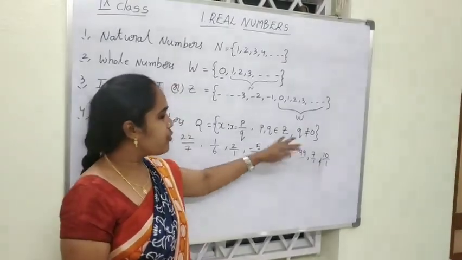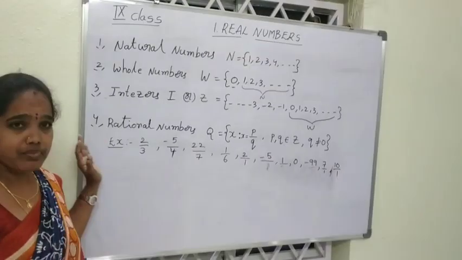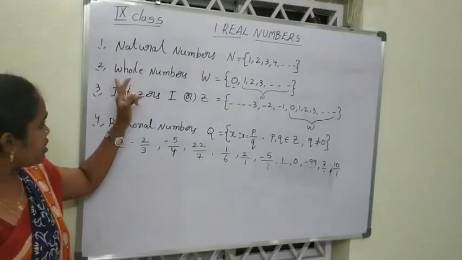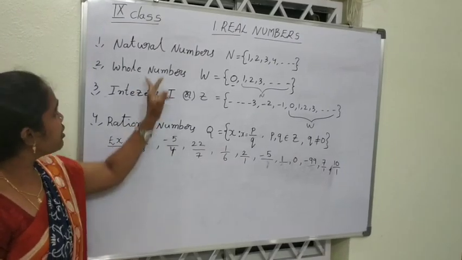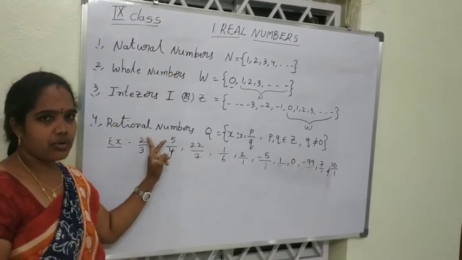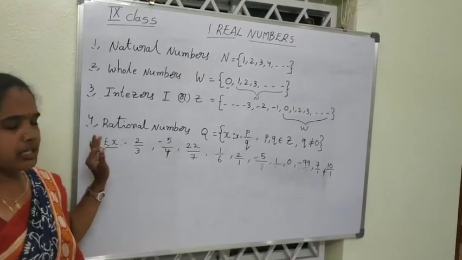So children, from this you observe that every integer is a rational number, every whole number is a rational number, every natural number is a rational number. Okay, remember these points, very very important.